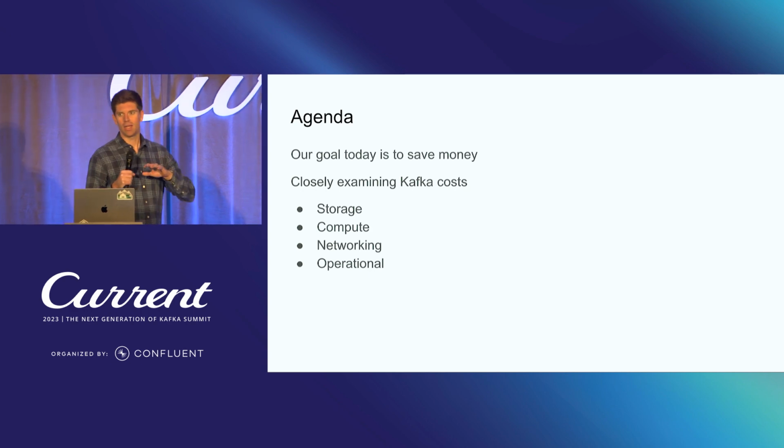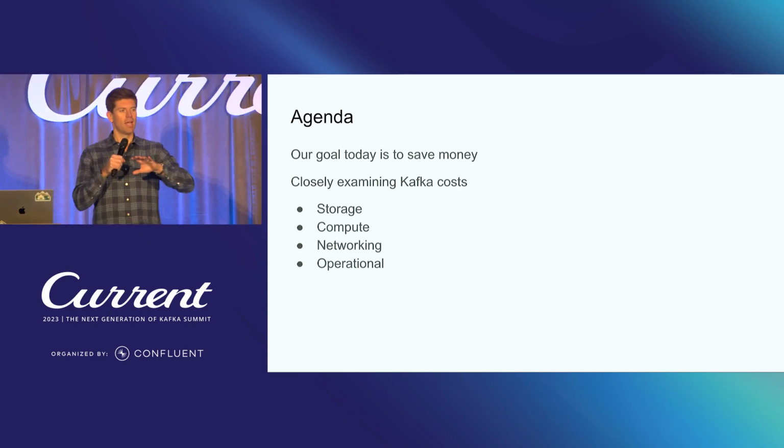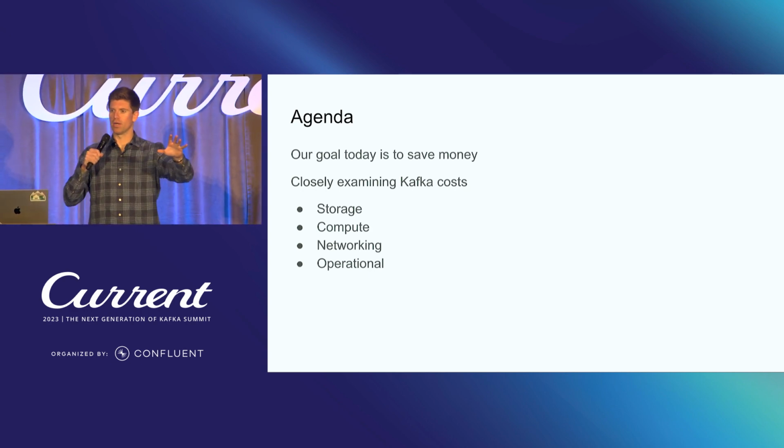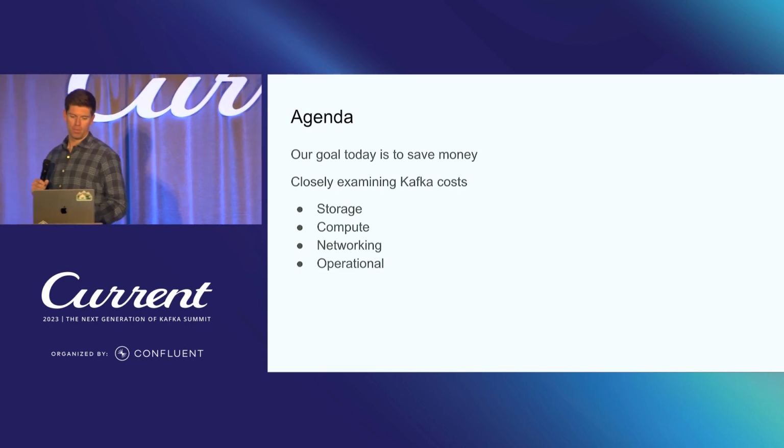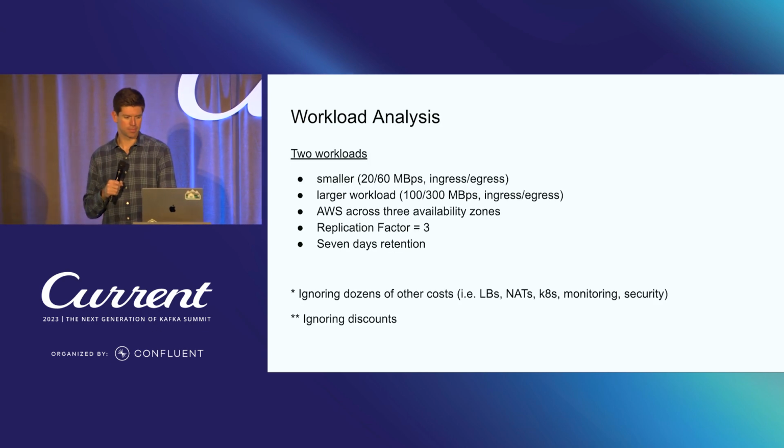I know it's an intimate group here, and I'm thinking everyone here is looking to save money on Kafka. That's top of mind. Show of hands, who has an objective in the next 2 quarters to save infrastructure costs? Yeah? Yeah, good. Yeah, me too. So let's go through this.